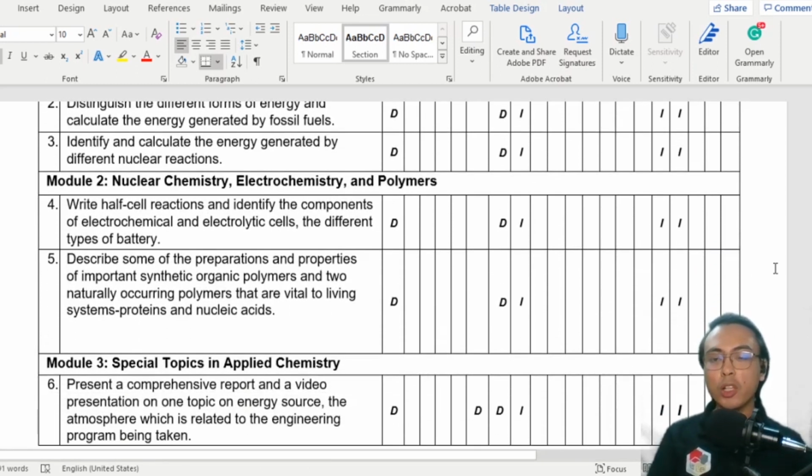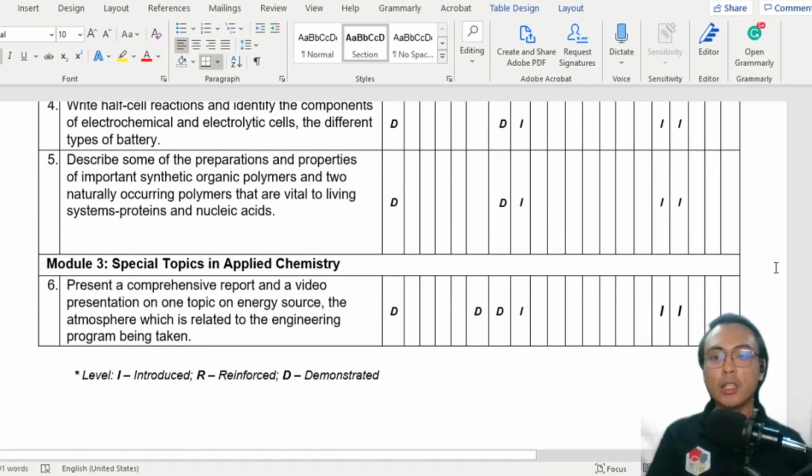Next, for the second module, your objectives are to write half-cell reactions and identify the components of electrochemical and electrolytic cells, the different types of battery, and describe some of the preparations and properties of important synthetic organic polymers and 2 naturally occurring polymers that are vital to living systems, such as proteins and nucleic acids. And finally, for Module 3, your course outcome is to present a comprehensive report and a video presentation on one topic on energy source, the atmosphere, which is related to the engineering program being taken. So those are our course outcomes.